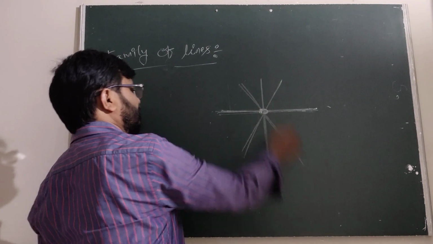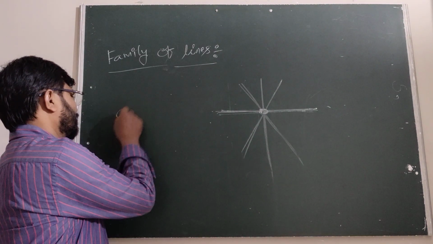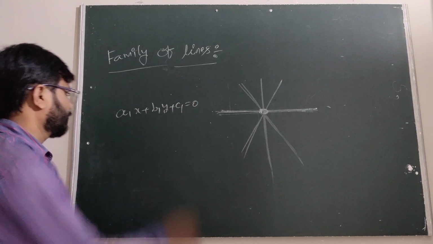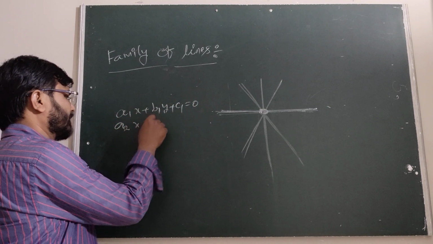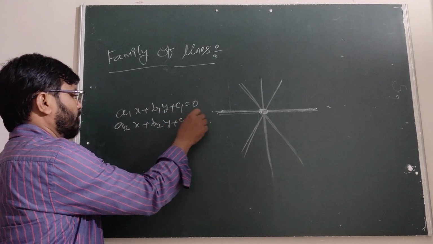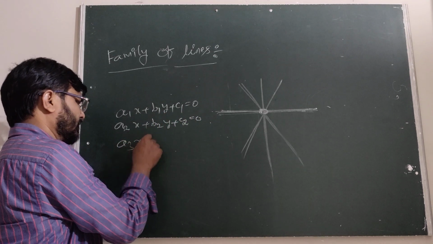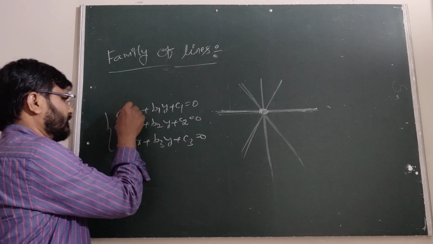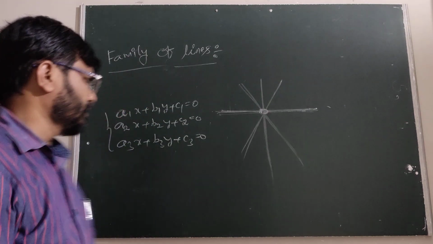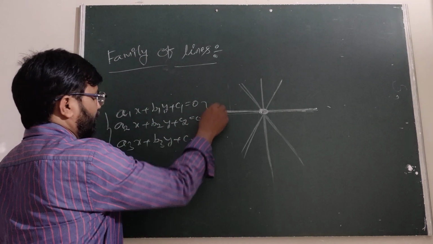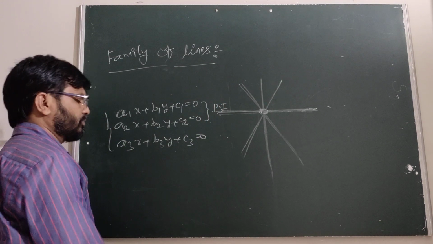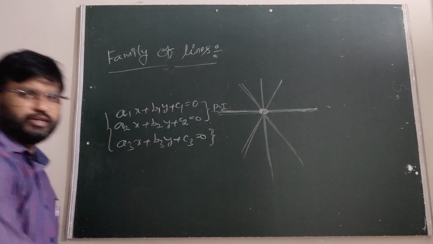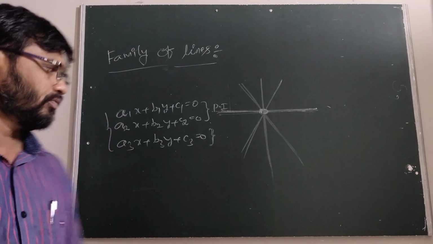Therefore, how to prove that these are concurrent lines? Suppose it is given that a1x plus b1y plus c1 equal to 0, a2x plus b2y plus c2 equal to 0, and a3x plus b3y plus c3 equal to 0. How to prove that these are concurrent? The first method is, first we find the point of intersection of the first two lines. Then substitute it in the third line. It will be satisfied. We can write the concurrent lines. So that is the first method.